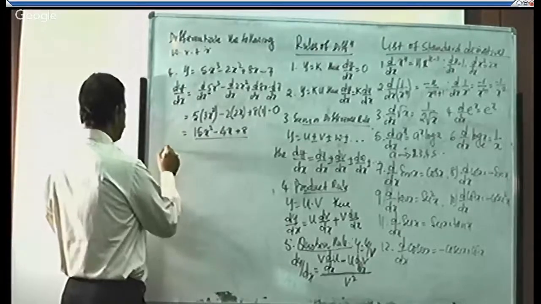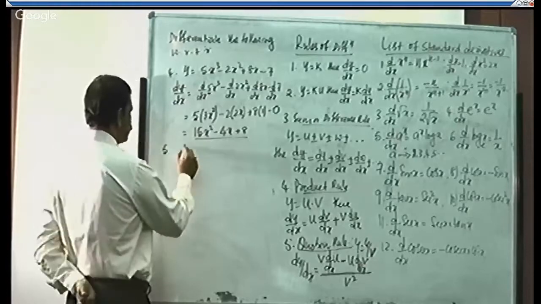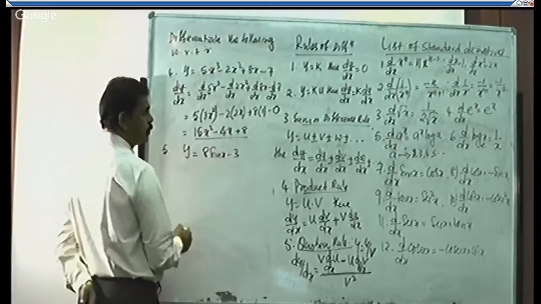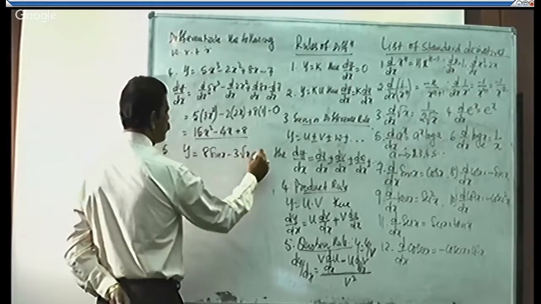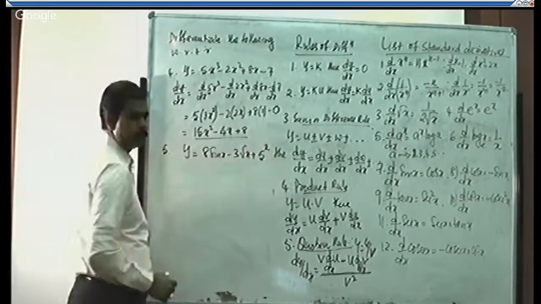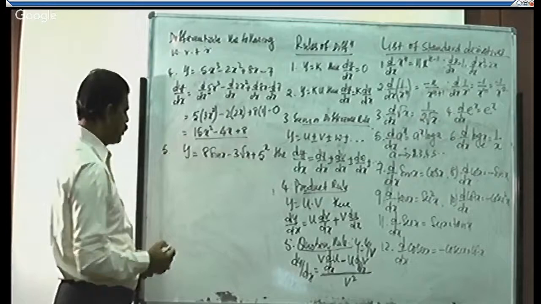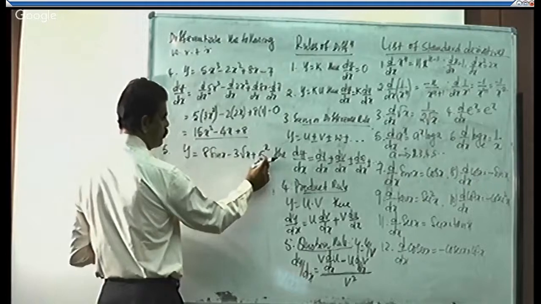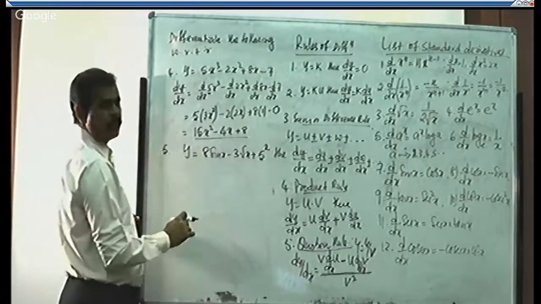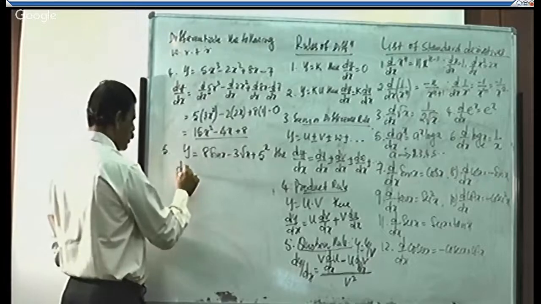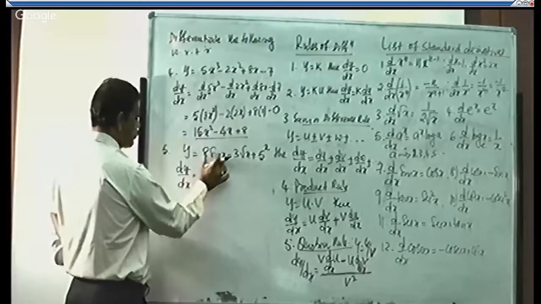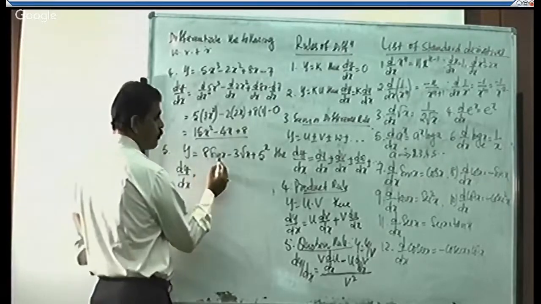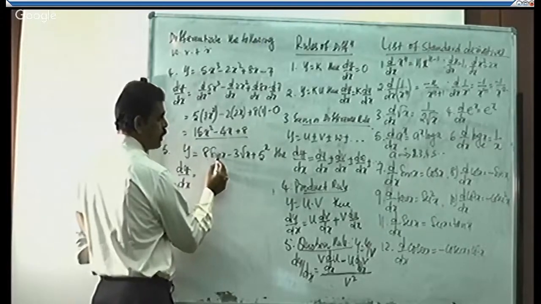So it's very important to apply the rules of differentiation. So y is equal to 8 sin x minus 3 root x plus 5 to the power of x. Constant into function, minus constant into function, plus function. So how many terms are there? 3 terms. Then we have to differentiate individually. Okay.